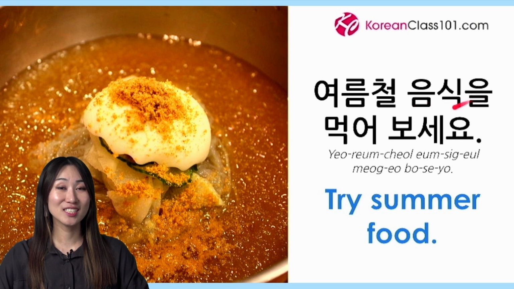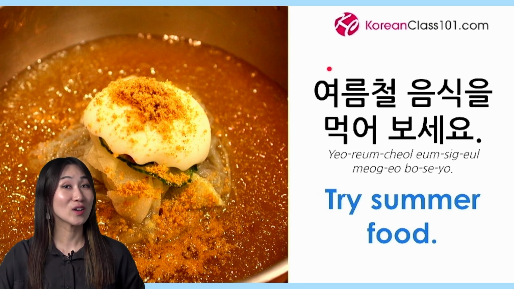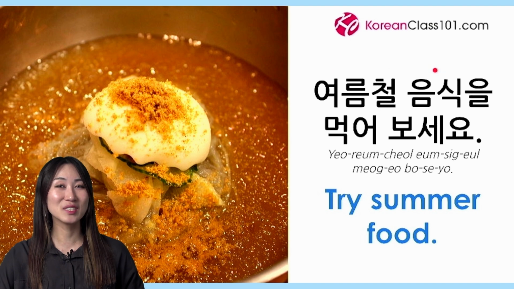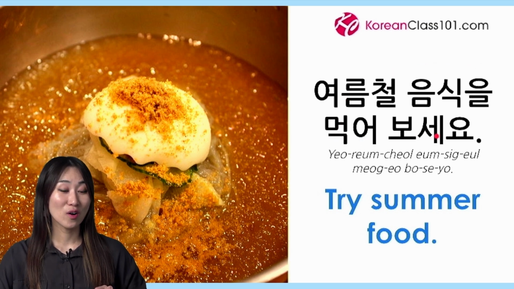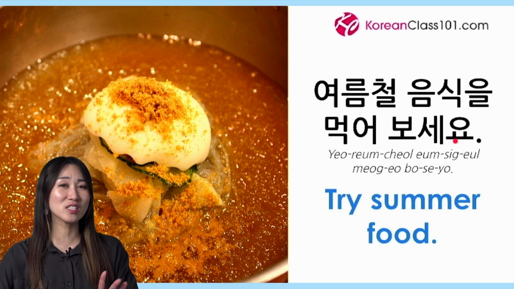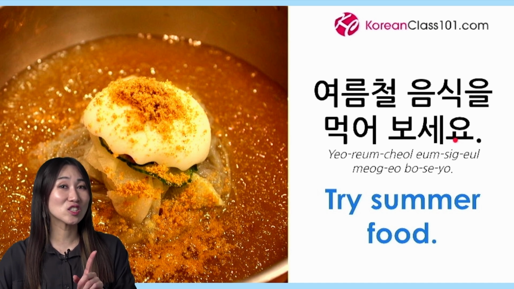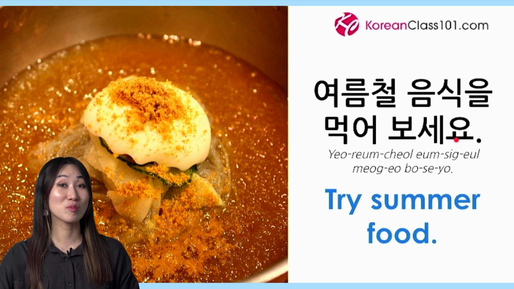여름철 음식을 먹어보세요. 여름 means summer and 철 means season. So summer season is 여름철. And 음식 means food in general. And 을, object marking particle. And 먹어보세요. 먹 is from 먹다, to eat. And 보세요 means try. So it literally means try eating summer season food or try summer food.